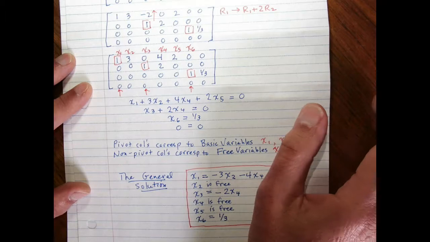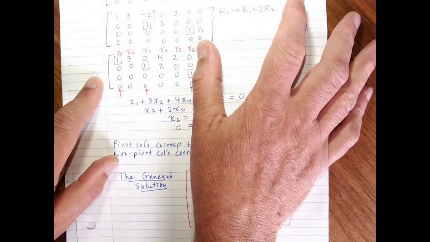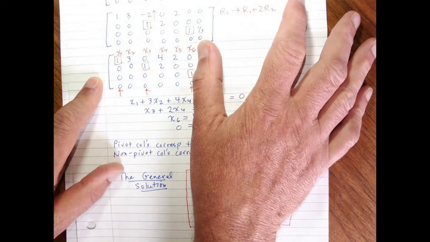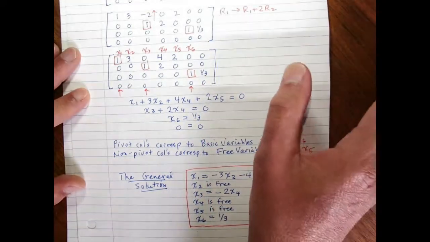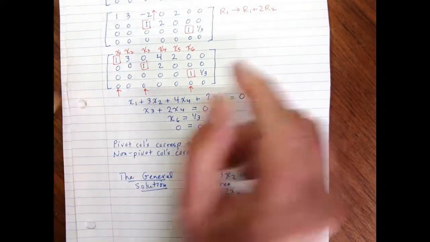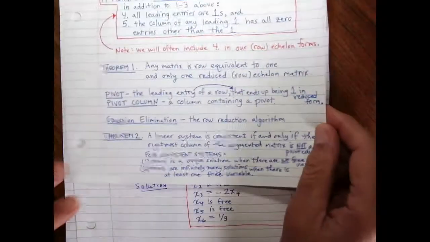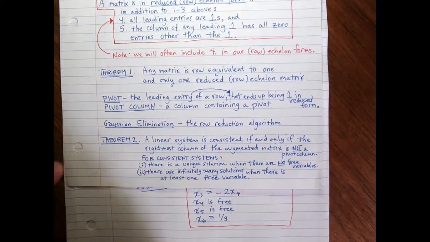And we saw that in an earlier example where all the columns before the last were pivot columns. The last column was not a pivot column, and there was precisely one solution to the system. So I hope that helps clarify a little bit what this theorem 2 from the textbook is referring to.